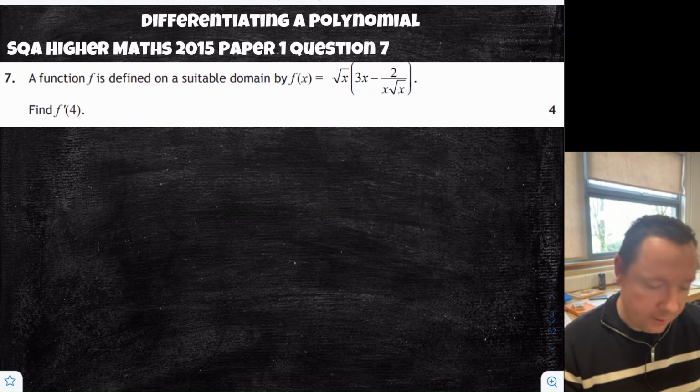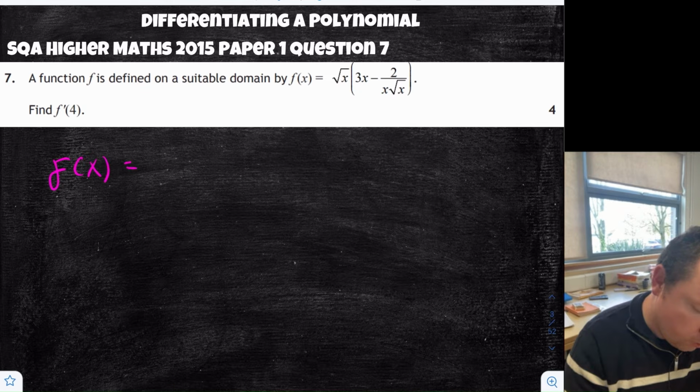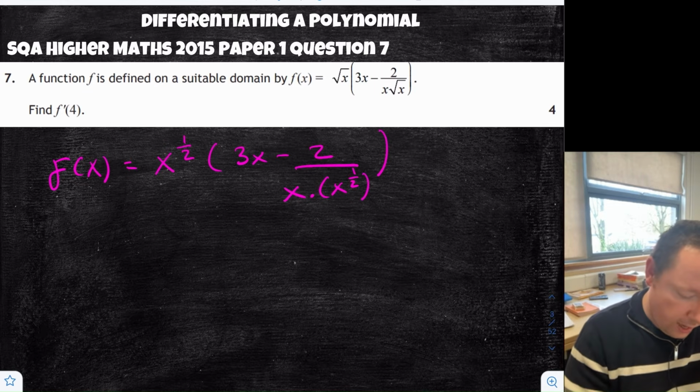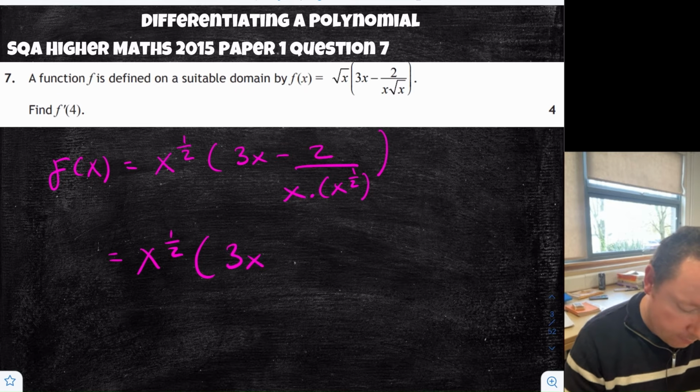So we need to get it ready to differentiate. f of x is equal to root x, which is x to the half, times 3x minus 2 over x times x to the half. So we need to get that all tidied up first. So that is x to the half times 3x minus 2 over x to the 3 halves.